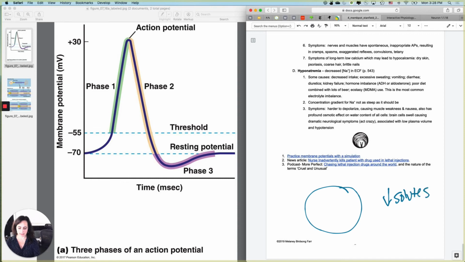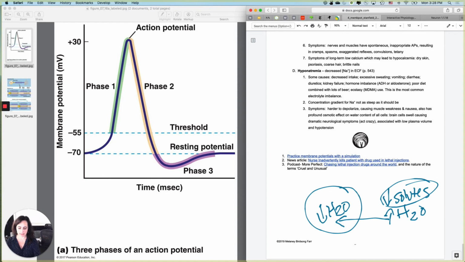And what happens if you have a low concentration of solutes is that comparatively, that means you have a high concentration of water compared to a low concentration of water. And if the solutes are non-penetrating, what's the water going to do? The water is going to move in. This is just an osmosis thing, right? So it has a profound osmotic effect on the water content of all cells.